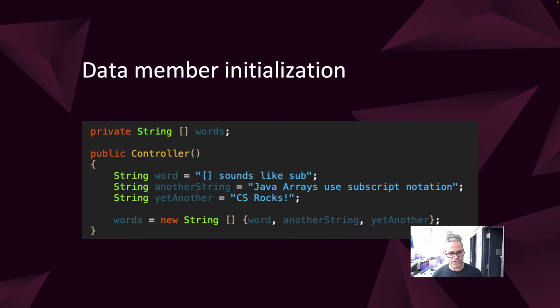So for the data member style, I have my private string array words right here. And in my controller's constructor, I have 3 variables I just threw in there for this. So square bracket sounds like sub for subscript notation. And then another string, Java arrays use subscript notation, again bringing you back to those vocab terms we're using for this. And then yet another, CS rocks. And then words is equal to a new string array. And then I pass it the initialization sequence, word, comma, another string, comma, yet another, so it can build that array from that. And this is how you can do initialization of an array using some presupplied data members.